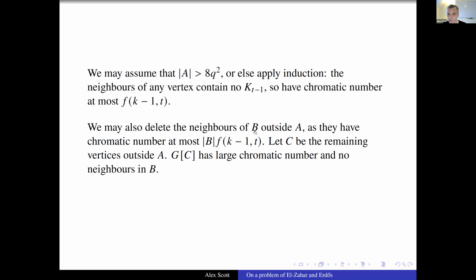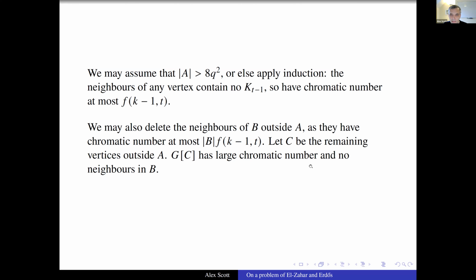Okay, what about B? So B is this hitting set. It's going to be convenient if B has no neighbors outside A. So let's just delete all the vertices that are adjacent to B that lie outside A. And again, B has bounded size, 2Q. So the vertices that are outside A but have a neighbor in B have small chromatic number by induction. Let's just remove them all. Let C be the remaining vertices outside A. So we've cleaned it up a bit. We've got our set A, we've got B, and the rest of A, and then we've got C outside with no edges to B. And C still has very large chromatic number.